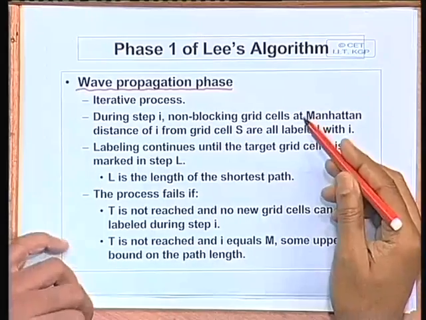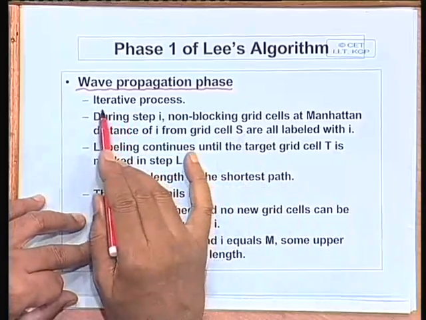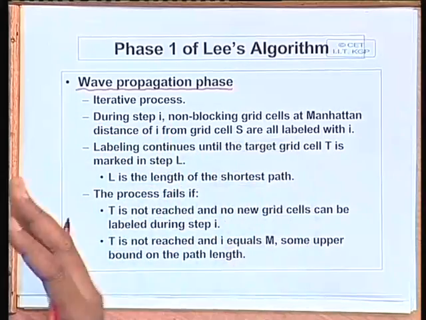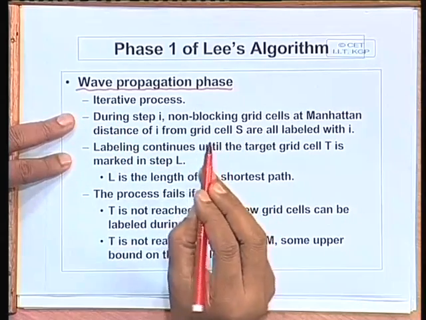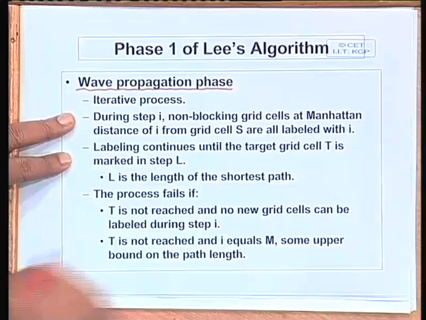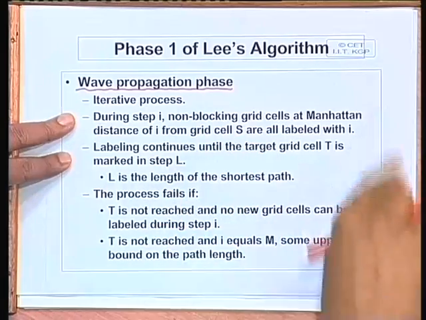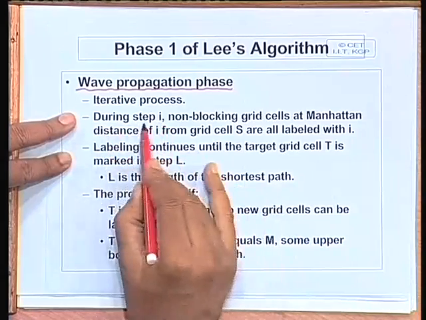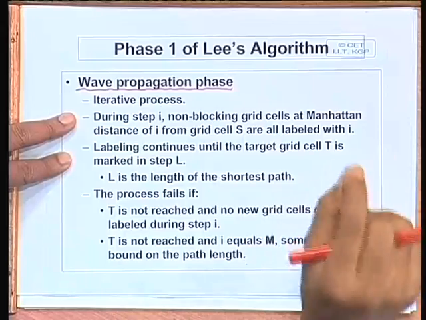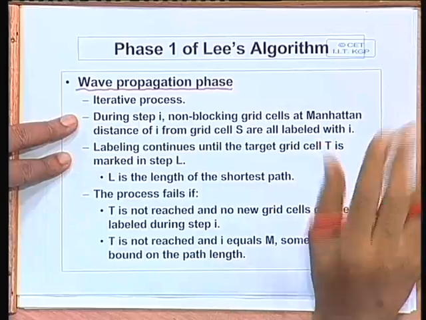Okay. So, let us see what this wave propagation phase consists of. This is an iterative process, because in each step it advances one step. During the wave propagation phase, we label the empty cells in the grid array by numbers 1, 2, 3, 4. The number indicates the step: during step number I, we will be putting the number I. During step 1, we will be labeling some of the cells with 1. During step 2, we will be labeling some of the cells as 2, and so on. So, during step I, we will be labeling some of the cells as I.